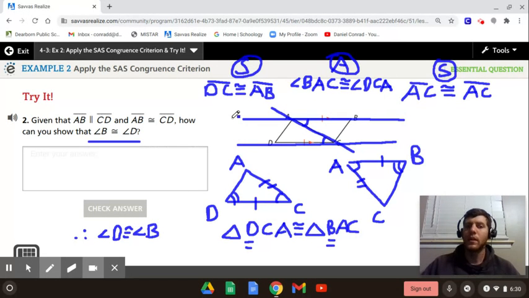Okay, so again, AB was congruent to CD. This was given to us. Okay, we knew AC was congruent to AC. That's the reflexive property. Okay, and then angle BAC is congruent to angle DAC. That was the alternate interior angle theorem, right? Alternate interior angle theorem.